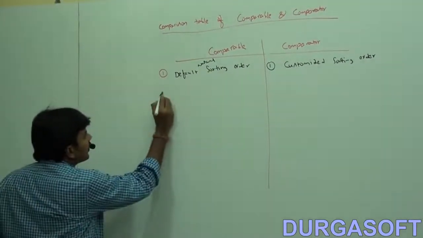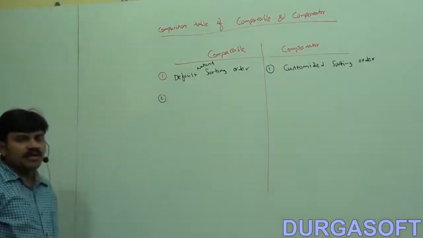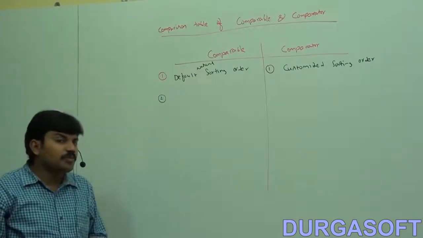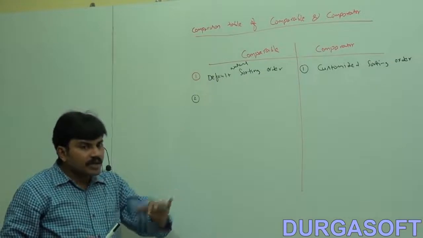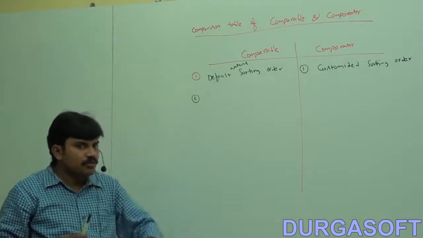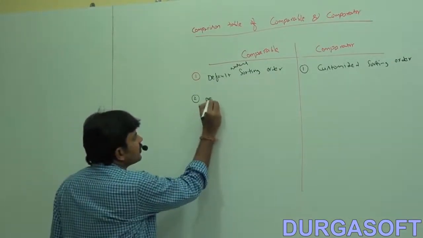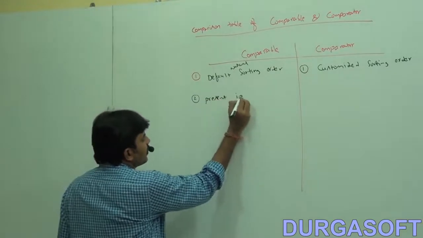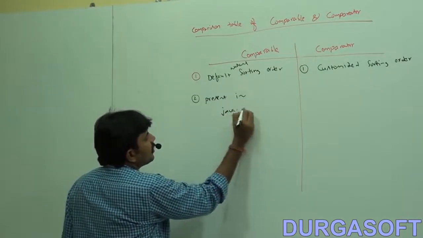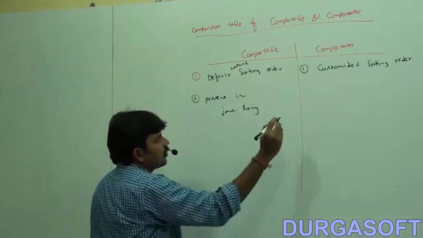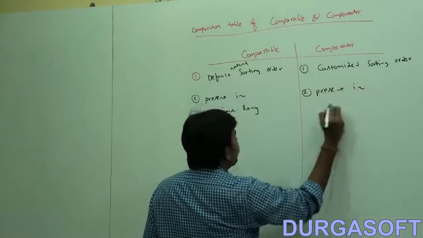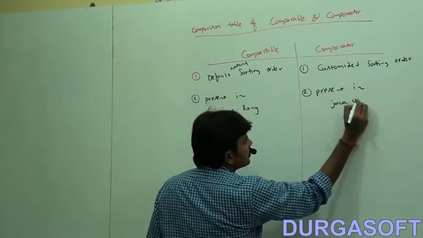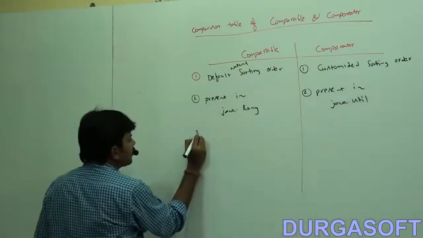Now the second point: can you tell in which package Comparable is present? It is present in the java.lang package. Comparator is present in the java.util package. Right?